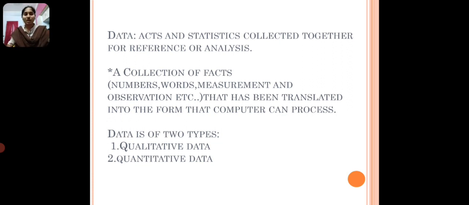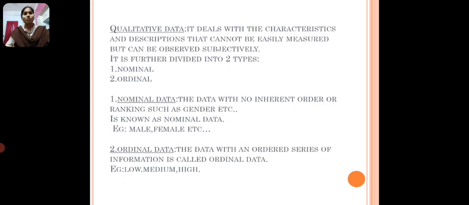So first let's see what qualitative data is and what quantitative data is. Qualitative data deals with descriptions, with the quality of a certain thing. By looking at something, we can easily express the quality of it. As mentioned here, the definition is that it deals with characteristics and descriptions that cannot be easily measured but can be observed subjectively. So by looking at them, we can judge the quality of the data.